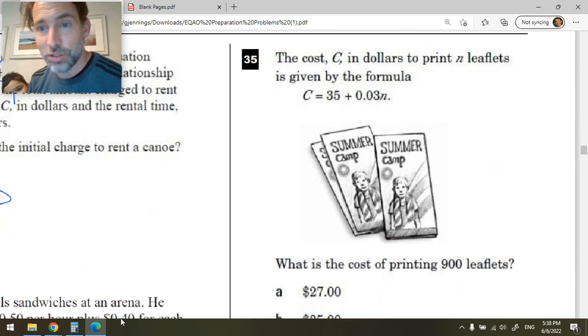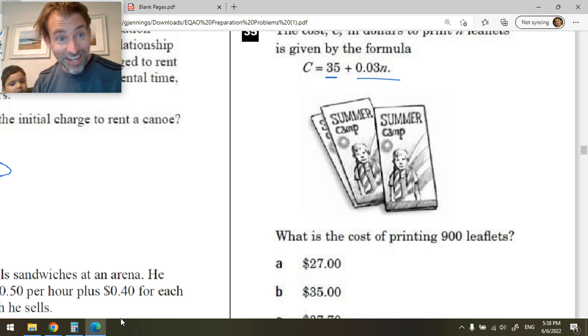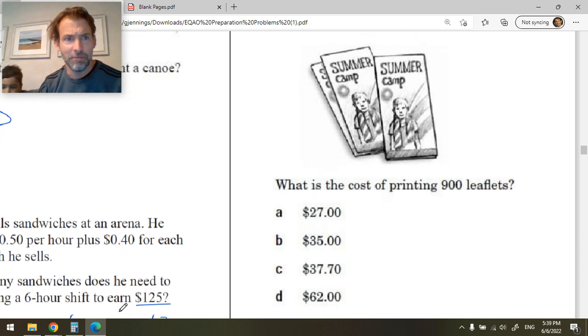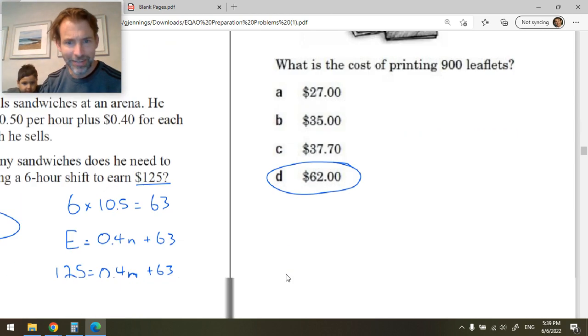The cost C in dollars to print N leaflets is given by the formula. So the more leaflets you print, it costs 3 cents per leaflet, but 35 bucks to get started. What's the cost of printing 900 leaflets? Well, 900 times 3 cents, that would be $27 plus 35 would be $52, $62. There we go. That's it there. $62. That must be it. Must be it. All right.